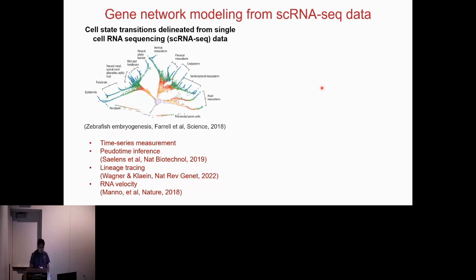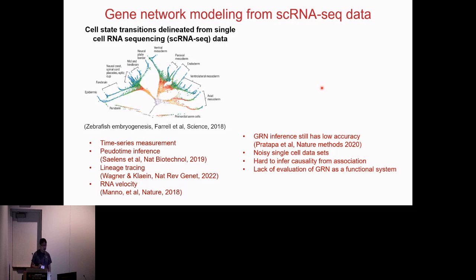As you can see in this example, they can clearly visualize the hierarchical structures of multiple steps or bifurcations from the data. And there are methods that take advantage of single-cell sequencing data to characterize cell state transitions, for example, by integrating time series measurements, pseudo-time inference, lineage tracing, and also RNA velocities.